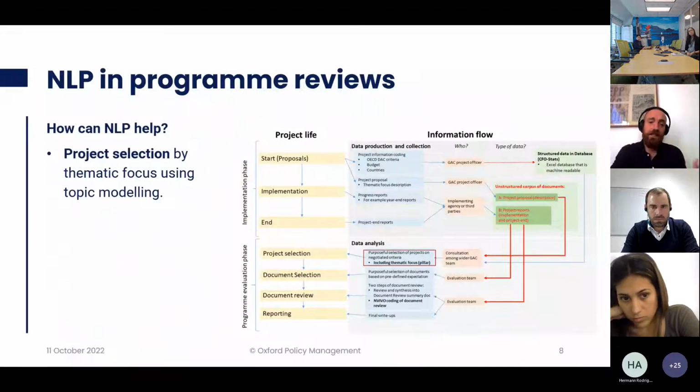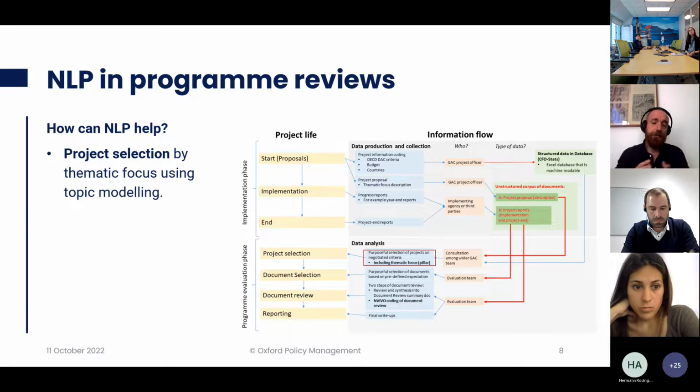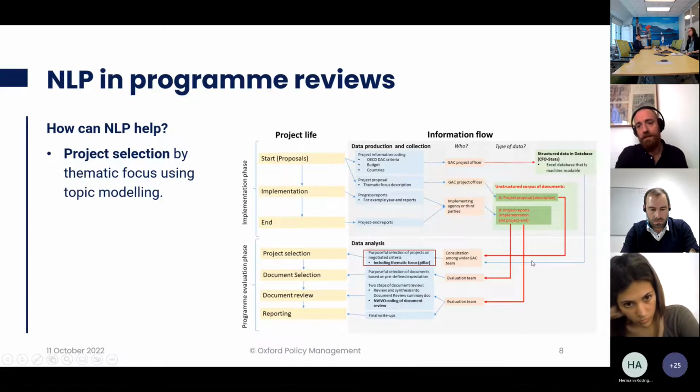So what we discussed were a couple of different things, and there were more points to discuss in here, but the main benefits of where NLP might help were the following. The overarching idea is to make sense of this large unstructured corpus of documents, right? So what does that mean? It means, for example, in the project selection phase, right?